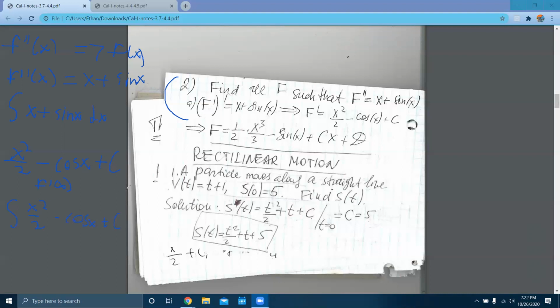Also, if you have some random constant, say this was a 7, when you take the antiderivative, you're going to add an x to that. Because if you were to take the derivative of 7x, you're left with 7. Just a quick side part.